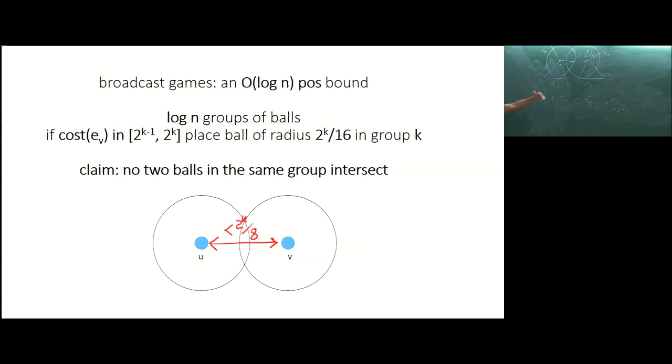But this is only one direction. So u doesn't want to move to v. Well, v doesn't want to move to u either. So we can write exactly the same expression for v as well.